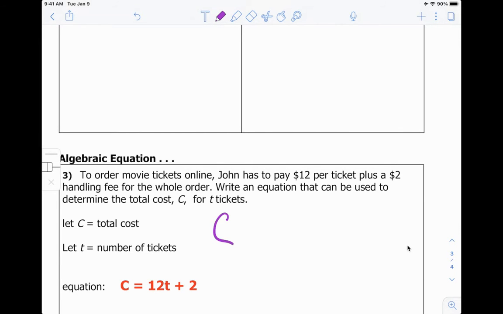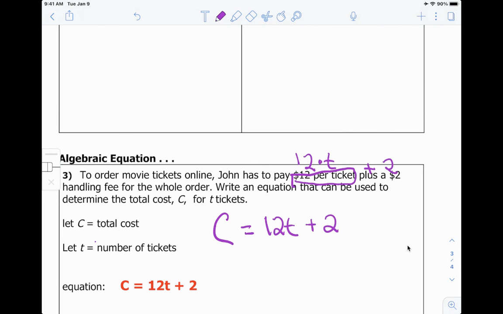So my total cost here represents $12 per ticket, and we are getting T tickets plus $2. So $12 per ticket, so times per ticket, plus a $2 handling fee. So C equals 12T plus 2. Algebra is a great way to generalize arithmetic, and once I have an algebraic equation, I can find the total cost for any number of tickets.